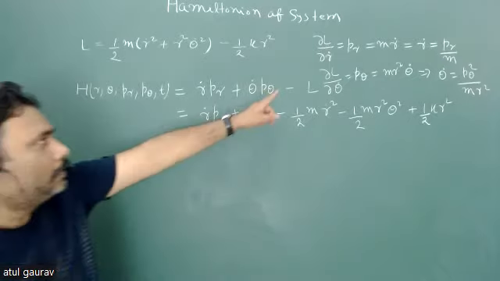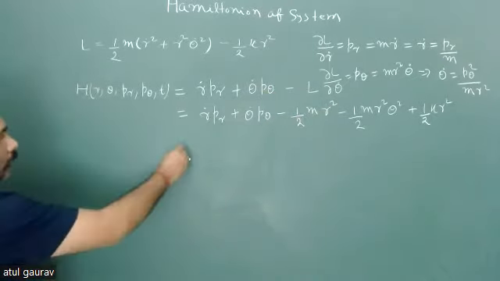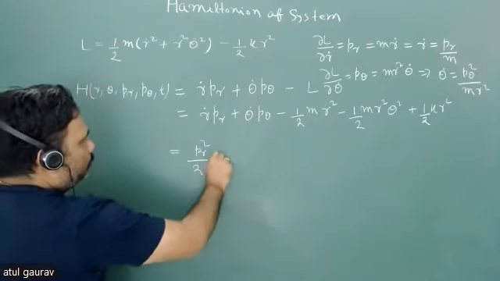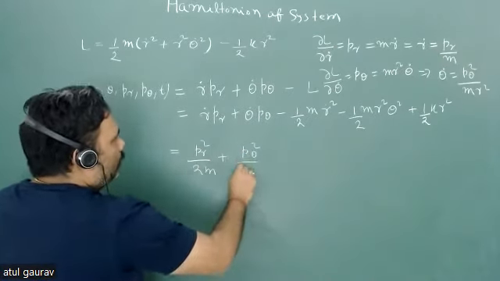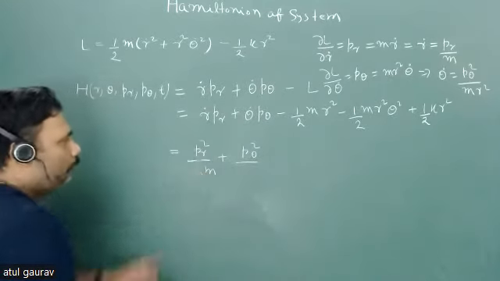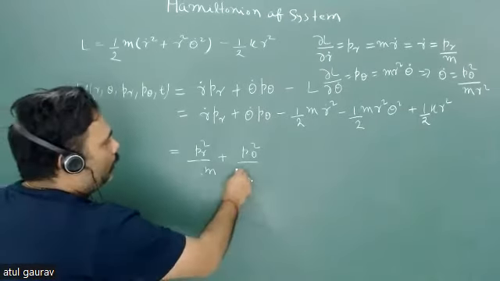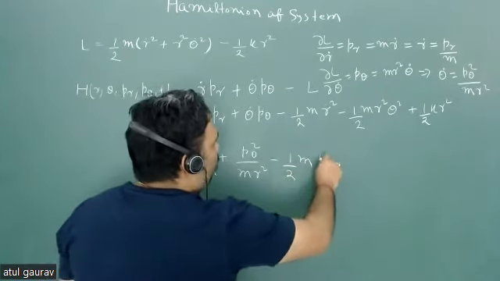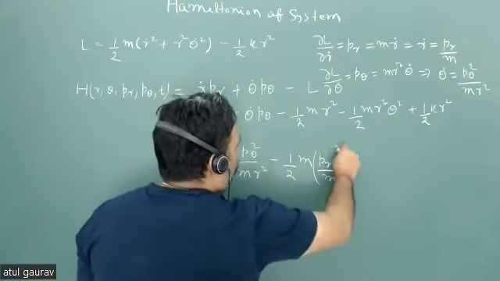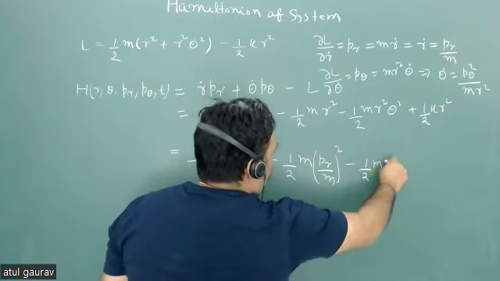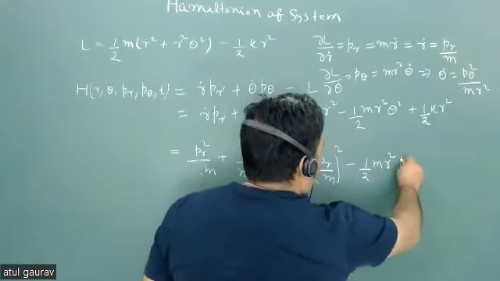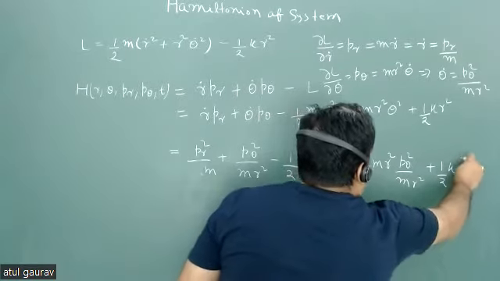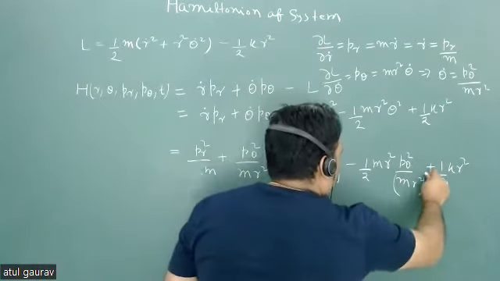So you have to put this r dot and theta dot in this equation. When you put them in, this value is pr square upon m, actually, not 2m, and this is p theta square upon m r square, minus half m times pr upon m whole square, minus half m r square times p theta square upon m r square whole square, plus half kr square.